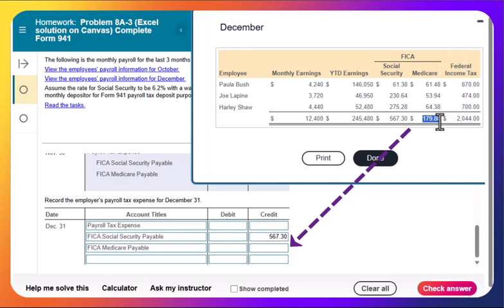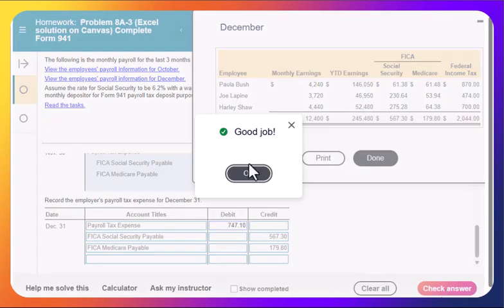And then increase our Medicare here with a credit for $179.80. And to balance the transaction, the total expense here added together is $747.10. And we can go ahead and check that answer. Good job.